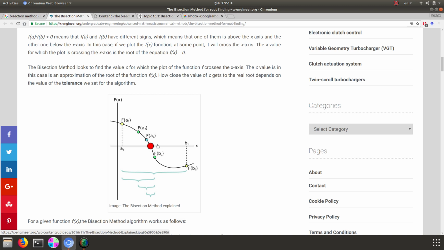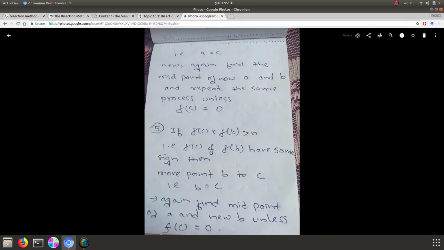So now we will have a new B and A, and again from this new B and A we will find the midpoint, unless we get the value in such a way that f of C equals 0. That means we replace B by C and we again find the midpoint and we check whether f of C is 0 or not, and this process continues until f of C equals 0, and finally we get the root of the equation. Okay, this is the algorithm.